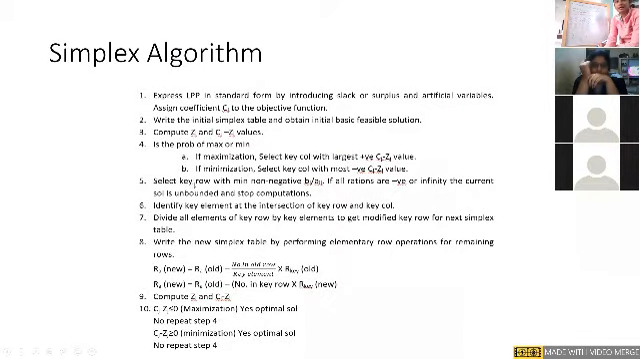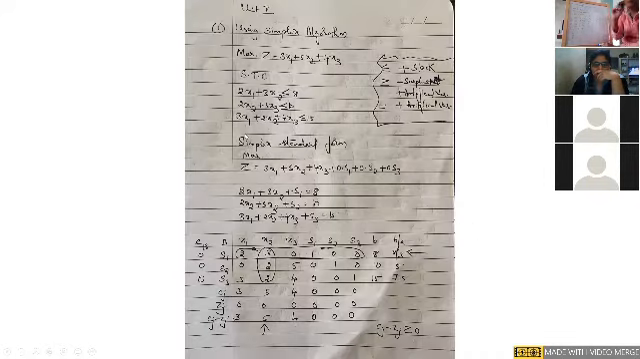So now if you see, if it is a maximization case, select the key column with the largest positive Cj minus Zj value. That is how we picked column 2, the largest Cj minus Zj value. That is one thing. And select the key row. We call that A, and from this, pick the smallest non-negative value.